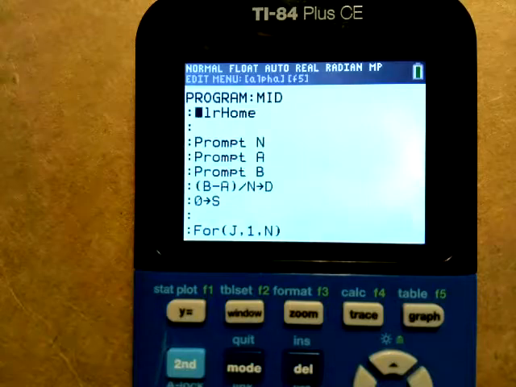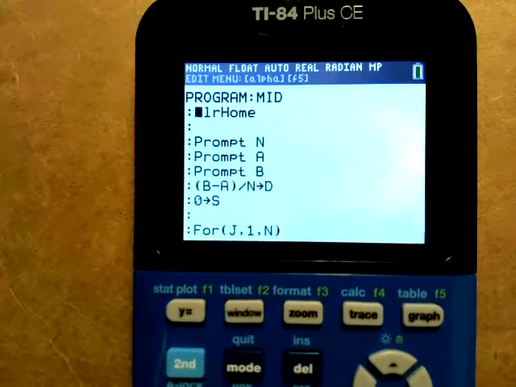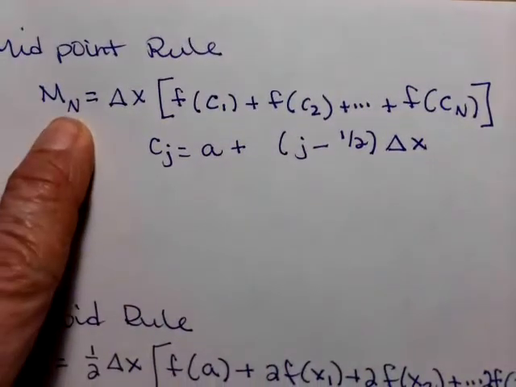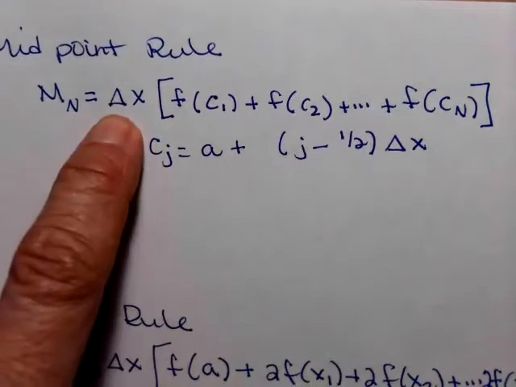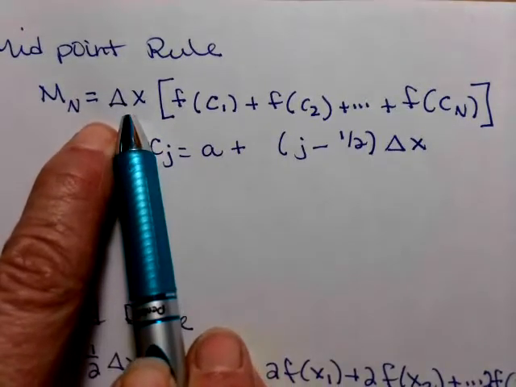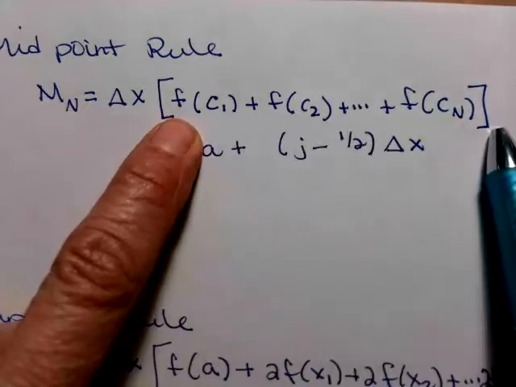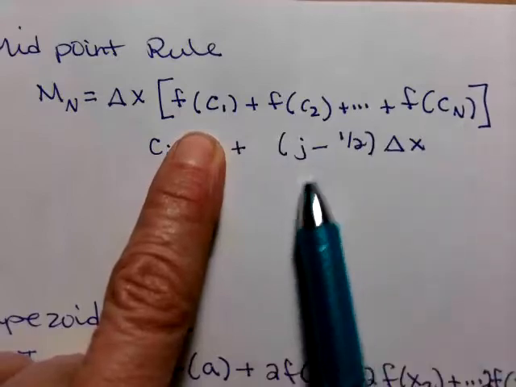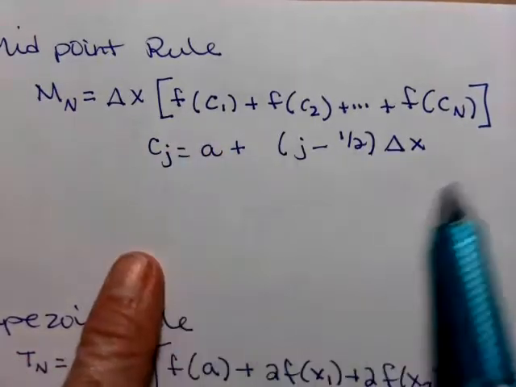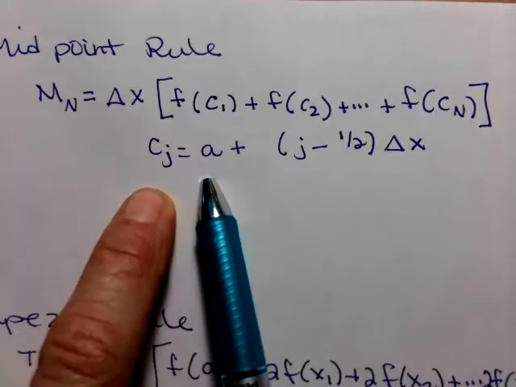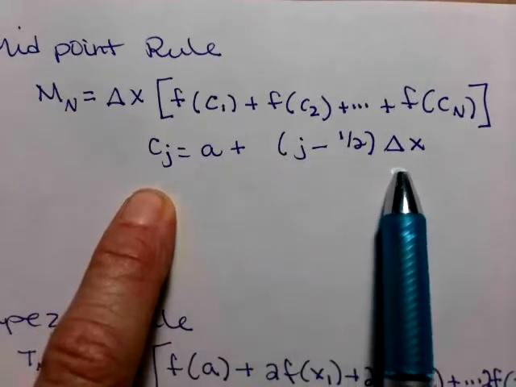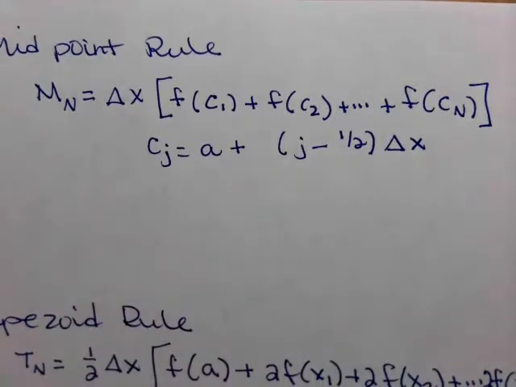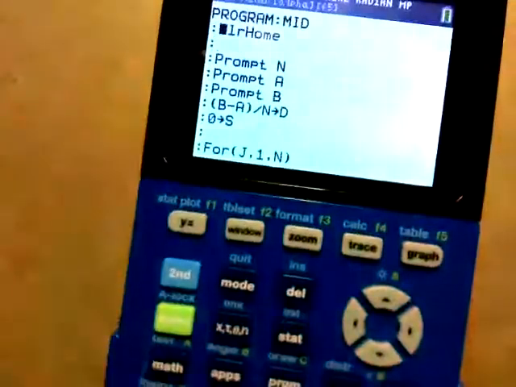Before I get too far, let me remind you what the midpoint rule does. To use the midpoints to approximate the area under a curve, you take the width of the rectangles, delta x, times the sum of all of the heights of the rectangles, where the c sub j's are the midpoints for each chunk. And the formula is c sub j equals a, your starting point, plus (j minus 1/2) times delta x. This formula gives you the middle x values in each of your intervals. So let's find that here in my program.